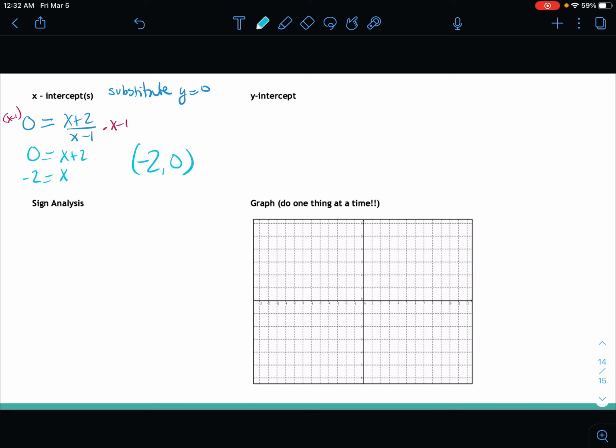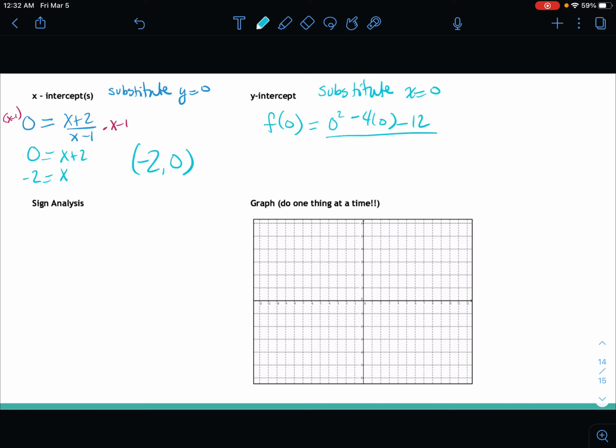The y-intercept, so for this one, we're going to substitute x equals 0. So we would say, okay, f of 0, I'm plugging in 0 for x. You really can do either the original or the canceled one. I'm just going to plug it into the original one.